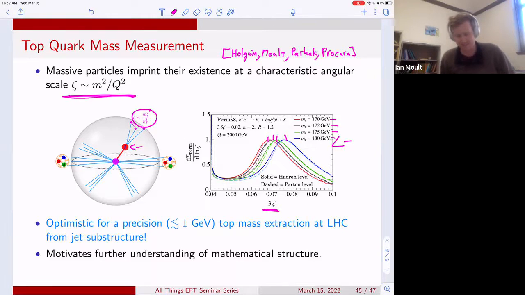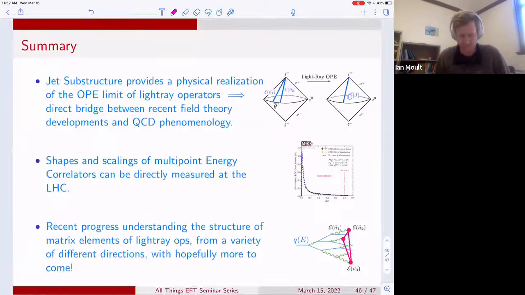And because of the nice theoretical understanding of these observables, one is optimistic for precision top mass extraction at the LHC from jet substructure. And I think this motivates further understanding of these correlation functions for their interplay with standard model measurements.